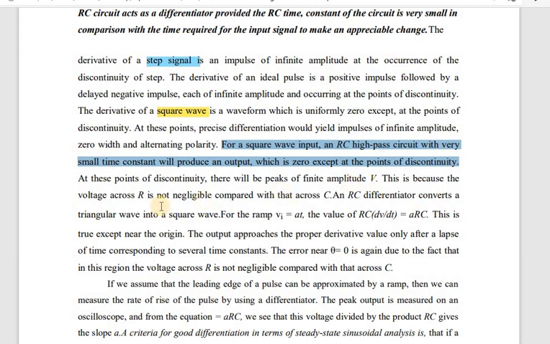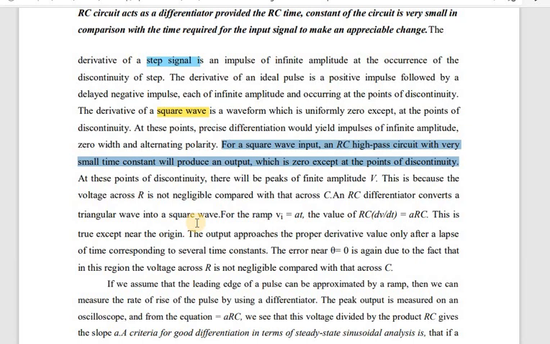This is because the voltage drop across the resistor is not negligible compared with the voltage drop occurring at the capacitor. So an RC differentiator converts a triangular wave into a square wave. This is a very important point, that your triangular wave is used to get your square wave. You will be seeing this in the linear IC applications also afterwards, or in the next classes also.